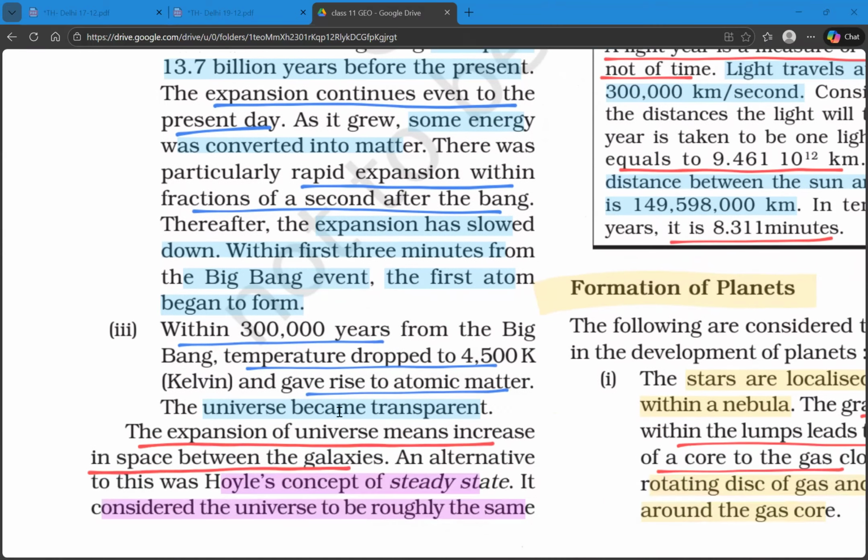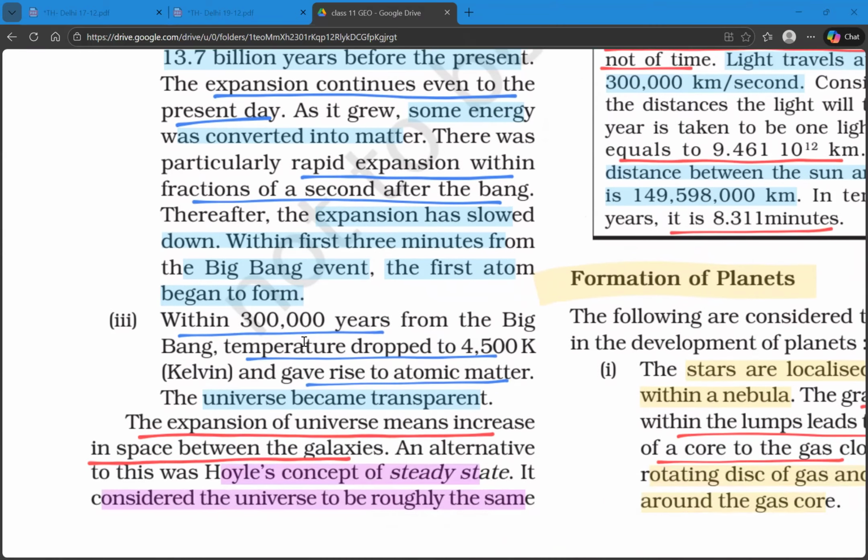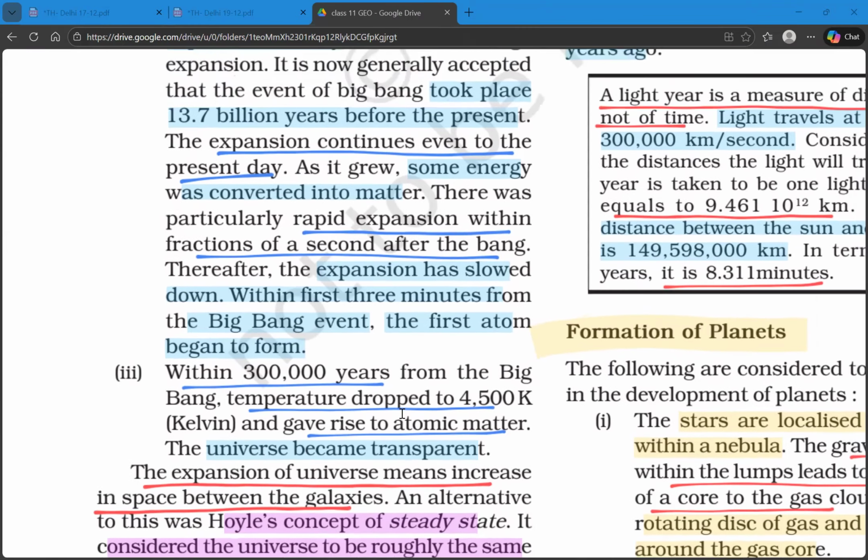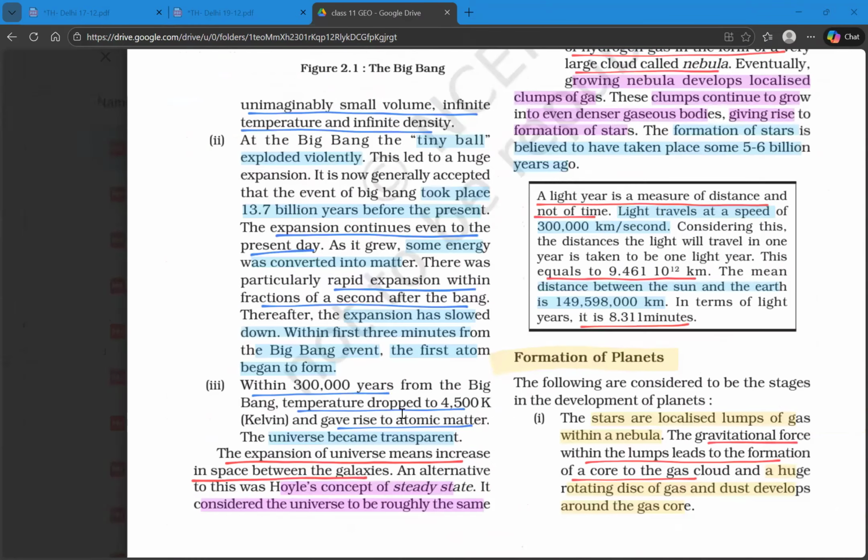Next, within 300,000 years from the Big Bang, temperature dropped to 4,500 Kelvin. So what happened? Within 300,000 years from the Big Bang event, the temperature started decreasing and dropped to 4,500 Kelvin. And this decrease in temperature gave rise to atomic matter, and also the universe became transparent. So what are the conclusions from the Big Bang theory?